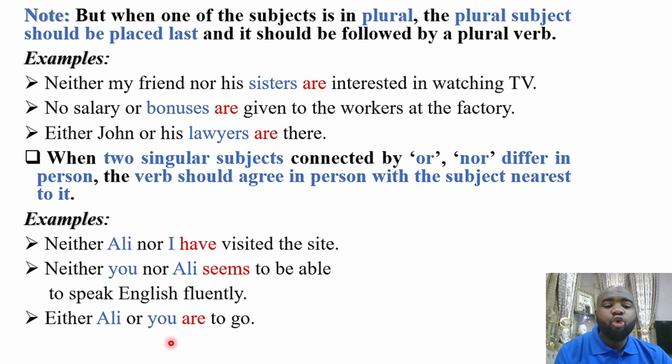Either Ali or you are to go. So you see, since we are referring to second person here, the plural verb is to be here. You are to go. All right.